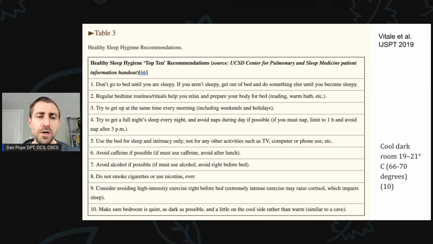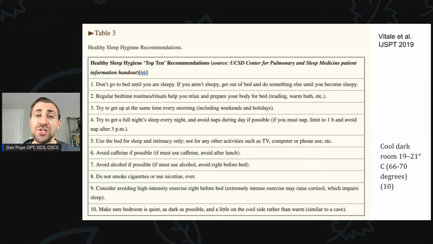Number 1, don't go to bed until you are sleepy. If you aren't sleepy, get out of bed and do something until you become sleepy, then go back to bed. All right. Number 2, regular bedtime routines and/or rituals help you to relax and prepare your body for bed. So that's going to mean something like reading, a warm bath, something relaxing. If you're doing something intense before bed, despite that being a ritual, it's not a good one, right? Number 3, try to get up at the same time every morning. That is including weekends and holidays.